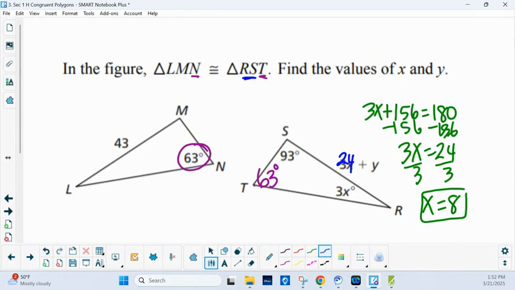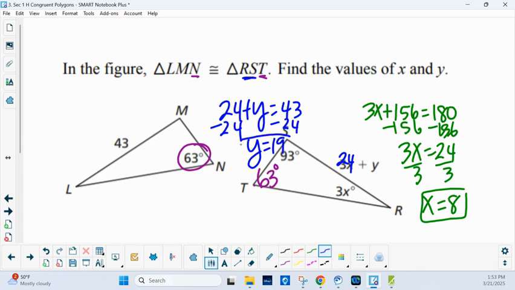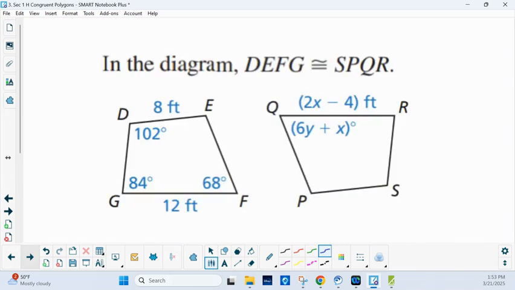It is 43, so we can do 24 plus y has to equal 43. Minus that 24, what is the y? 19. Yeah. Y is 19. Good. So the congruent statement is going to help you know what is congruent to what. Any questions on that one? Okay, let's look at the next one.